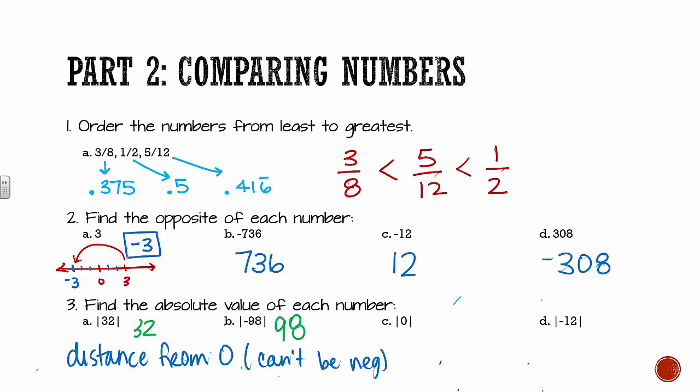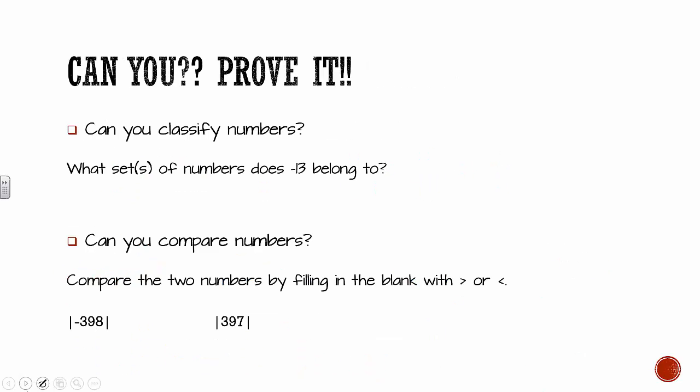And this one's kind of a trick question. How far is 0 away from 0 on the number line? Well, it's a distance of 0. Can't make it positive, can't make it negative. It's 0 spaces away from 0. And then D should be positive 12. So you should be able to classify numbers and compare numbers. Answer these questions on your own, and we will go over them in class.